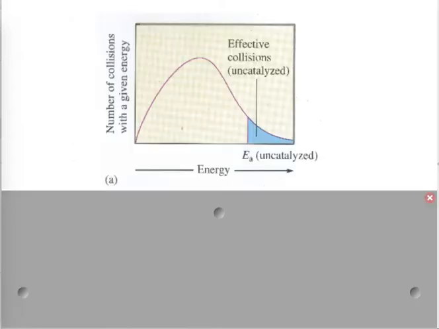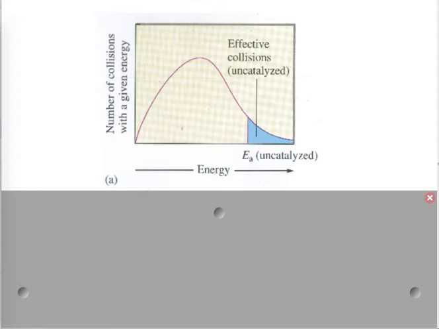Now, let's compare these in terms of a distribution curve. In the previous video, we saw a distribution curve that shows how the number of collisions that occur with a specified energy varies as a function of energy. This is sometimes also called a Boltzmann distribution curve, and we can see on the x-axis we have a value of energy corresponding to the activation energy for the uncatalyzed reaction. The area under the curve represents those collisions that occur with energy equal to or greater than the activation energy and therefore result in reaction. Those are called effective collisions.